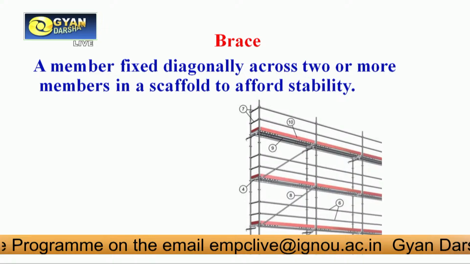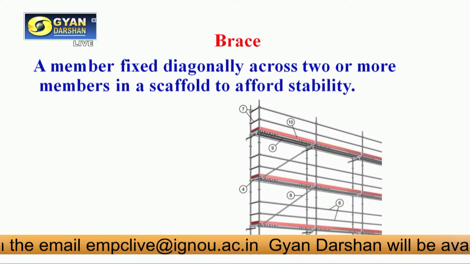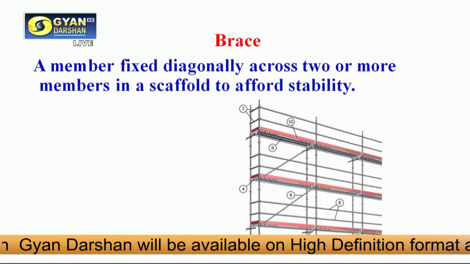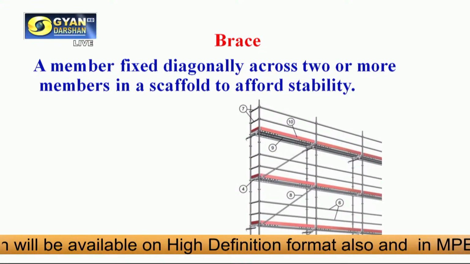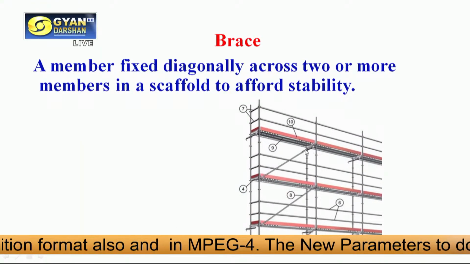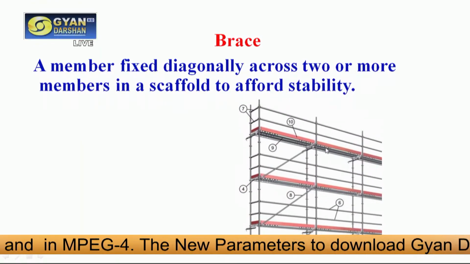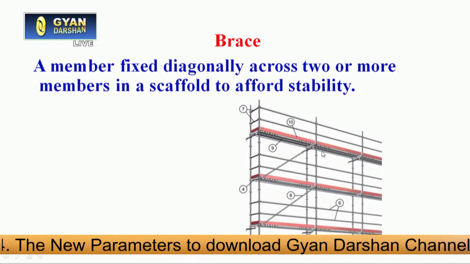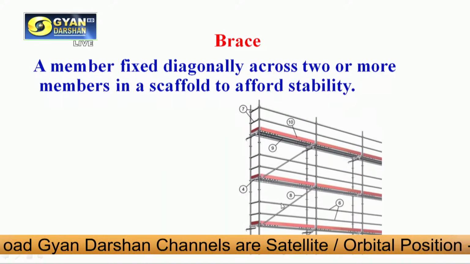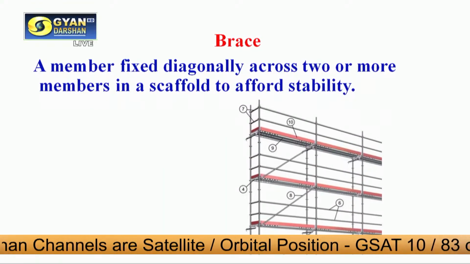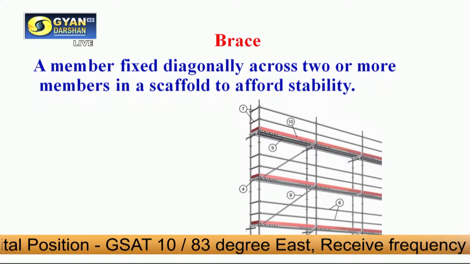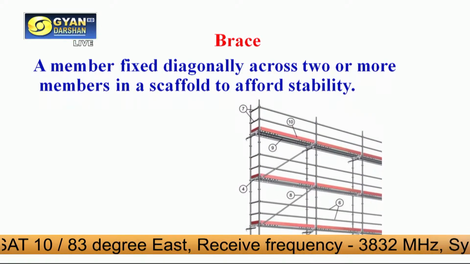Then bracings or braces, as I told you earlier also, these are the diagonal members which are providing stability to the scaffolding. Generally these are connected between two uprights, one upright this, one upright this, a diagonal member. Here also this diagonal member. So these are the braces. These are provided to give stability to the scaffold so that there is no lateral movement in the scaffolding.